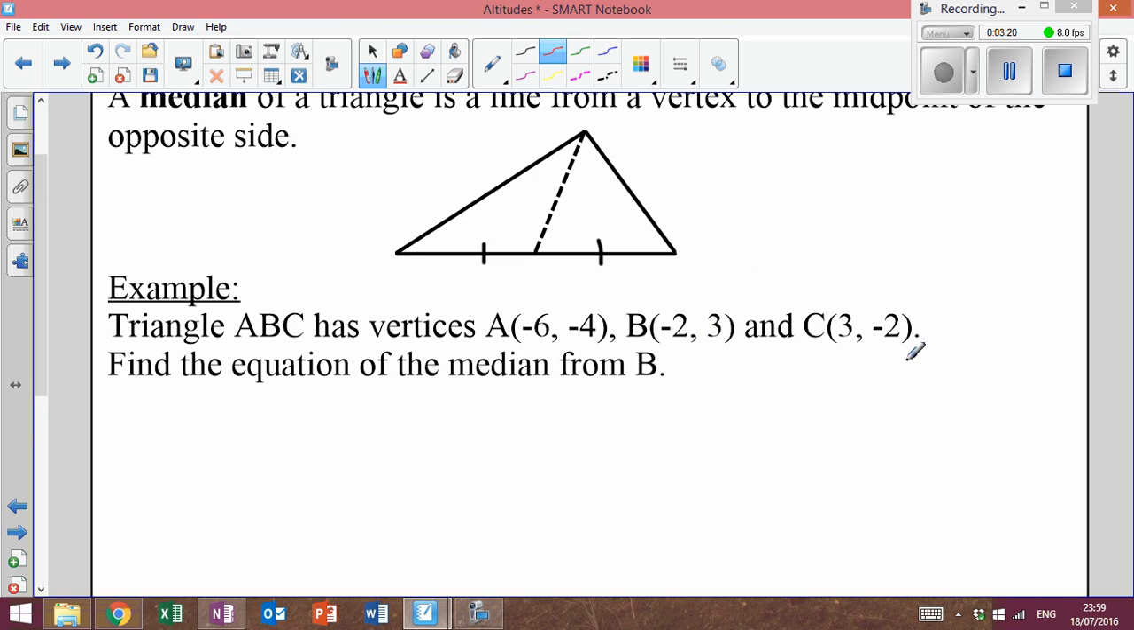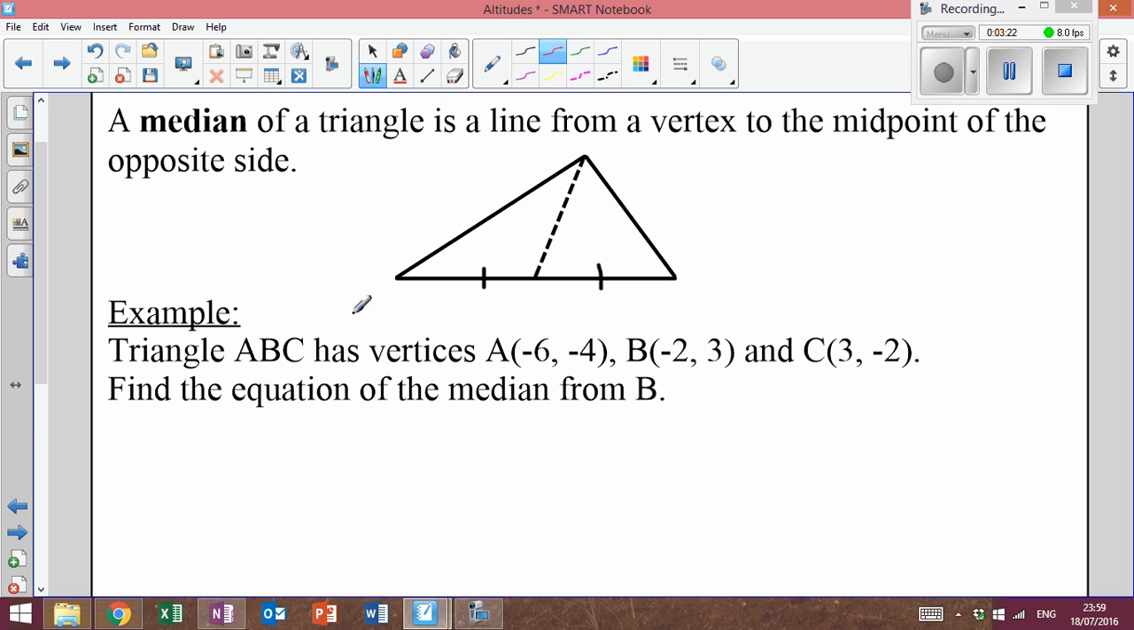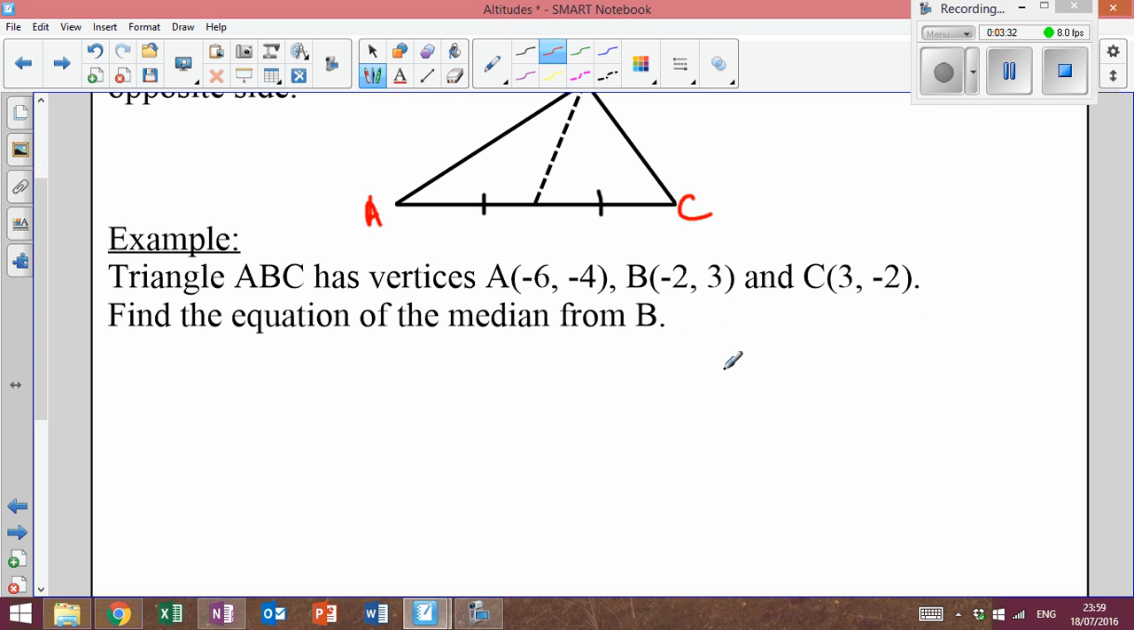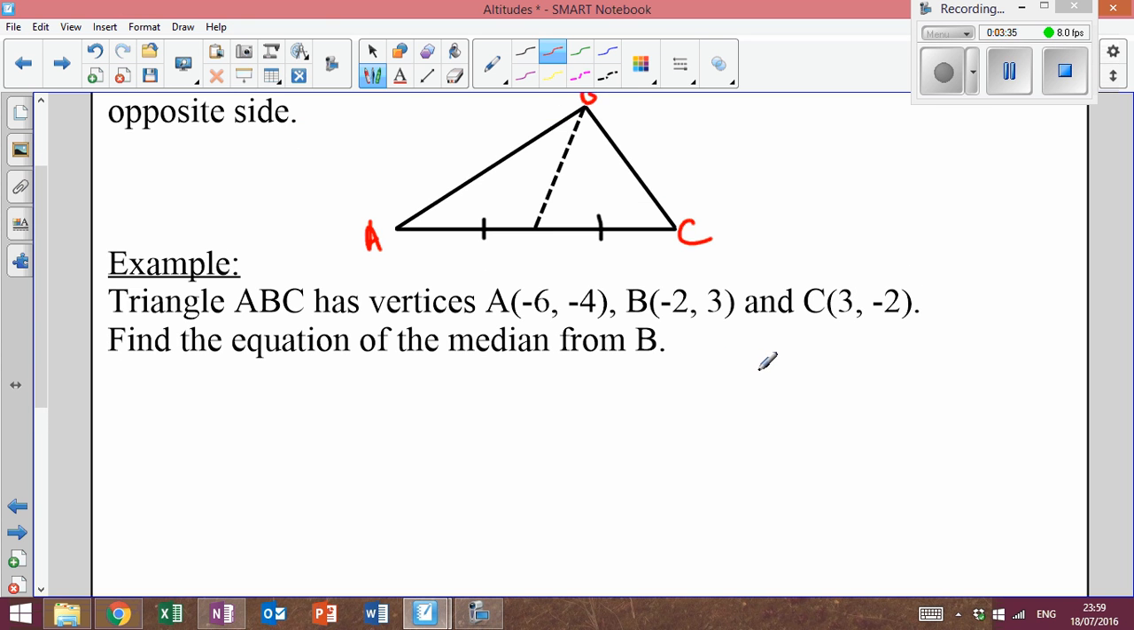Okay, so we've got a triangle ABC and we want the equation of the median from B. So in this diagram here, let's just use it seeing as it's there. We're looking at this situation. Now we know we're looking for the equation of a straight line, so somewhere at the end we're going to be using y minus b equals m times (x minus a). We need the gradient and we need a point. We don't know the gradient. We do know the point B though, that's here, so (-2, 3).